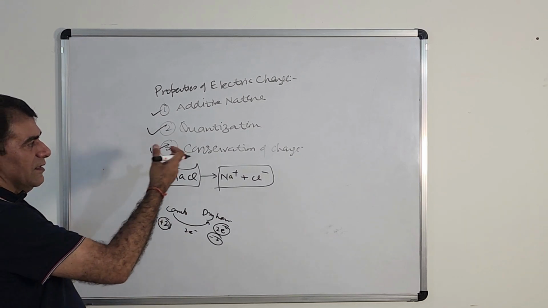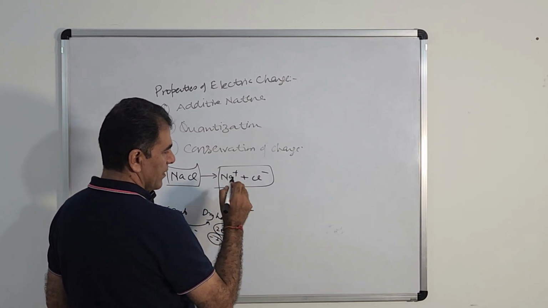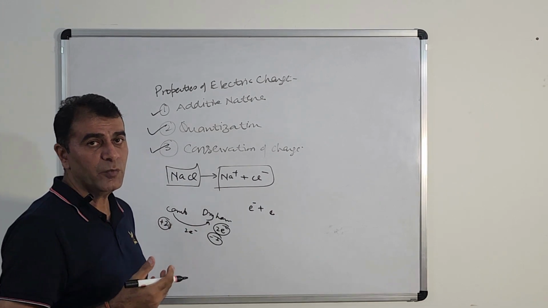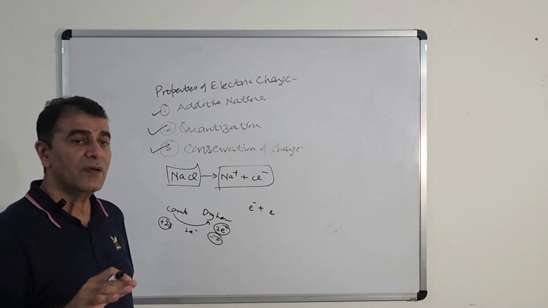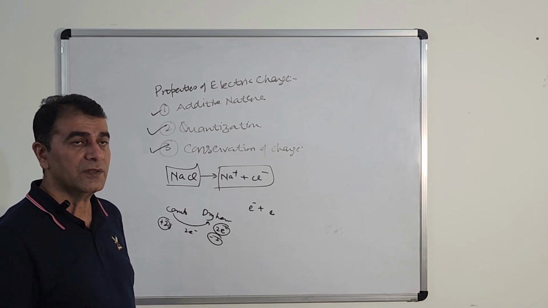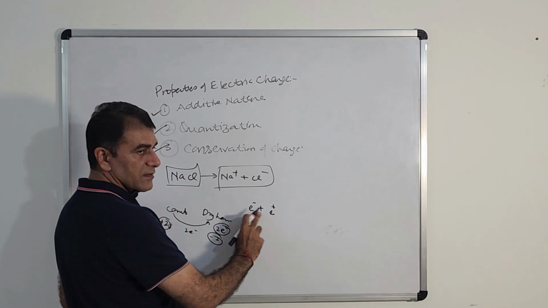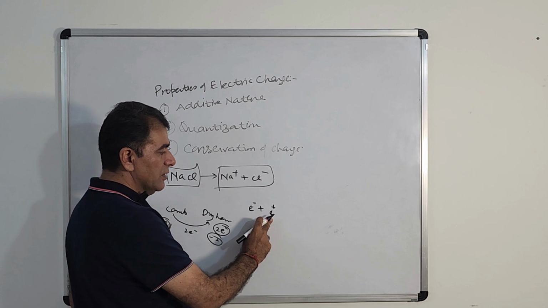Another example of this is when an electron and a positron combine. What is a positron? A positron is a positive electron. It means the charge magnitude is the same, but it is a positive electron, right? So e minus and e plus are the symbols. This is the symbol of an electron, and this is the symbol of a positron, the positive electron.